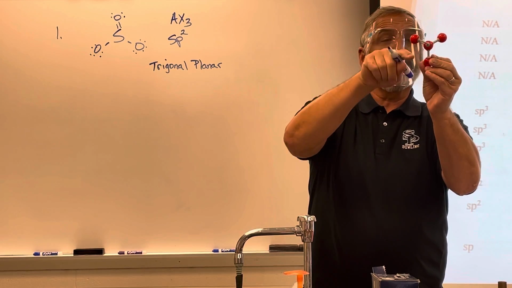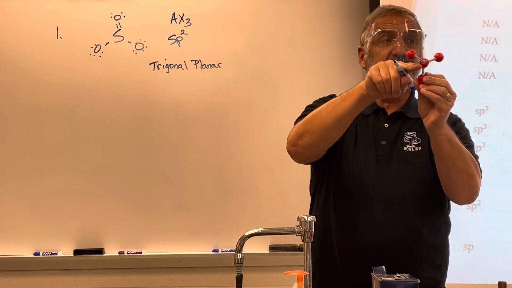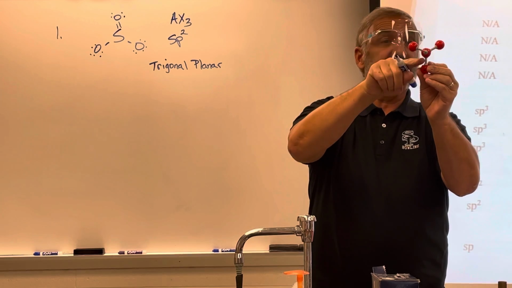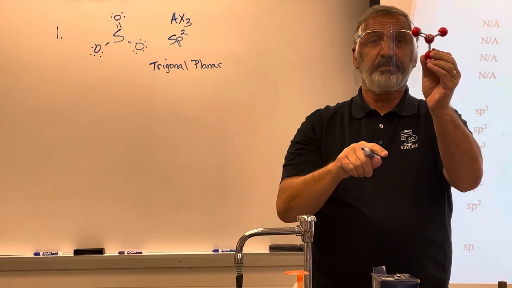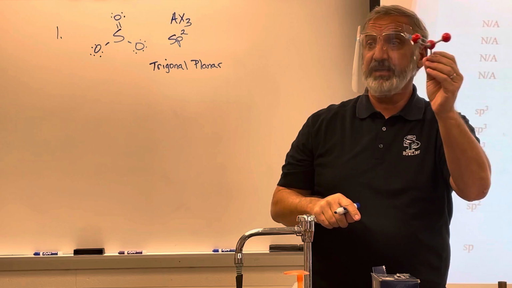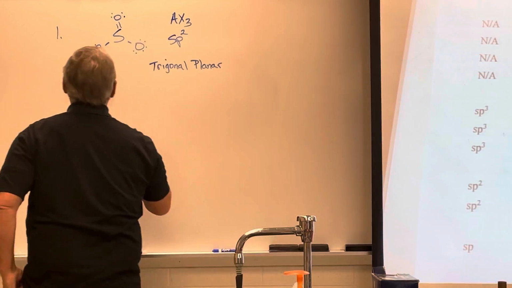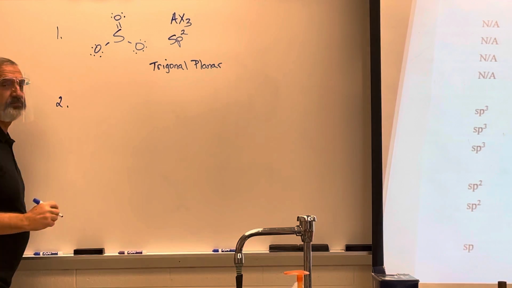What's the bond angle going to be here on these interior angles? 120, because it's going to be a circle. It's going to be 360 divided by 3, right? This is why you learn geometry, so you can apply it in a real course. All right, so what's number 2?